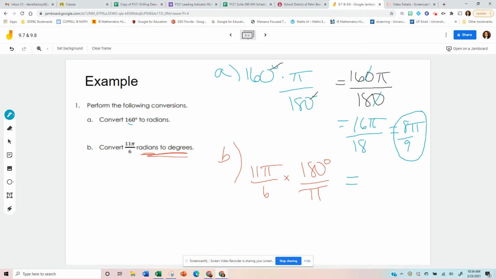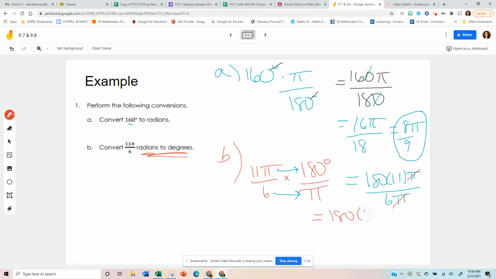So let's just check this out for a sec, shall we? I'm going to get 180 times 11 times pi over 6 times pi, because when you multiply fractions, you multiply across. You don't crisscross because there's no equal sign in between. Okay, from here, you should notice a couple of things. The pi's are going to cancel out here, kind of like how the degrees canceled out right over here.